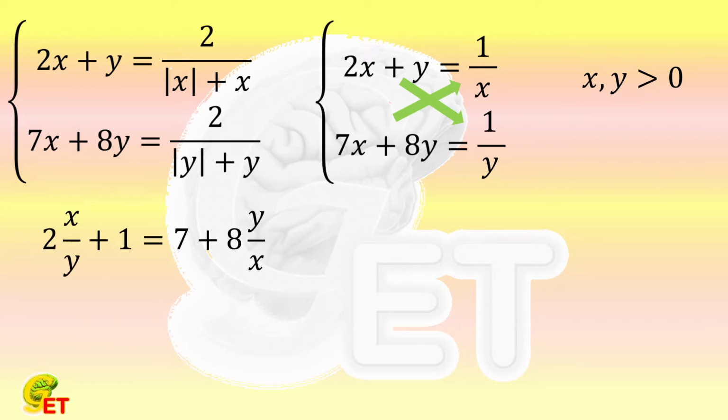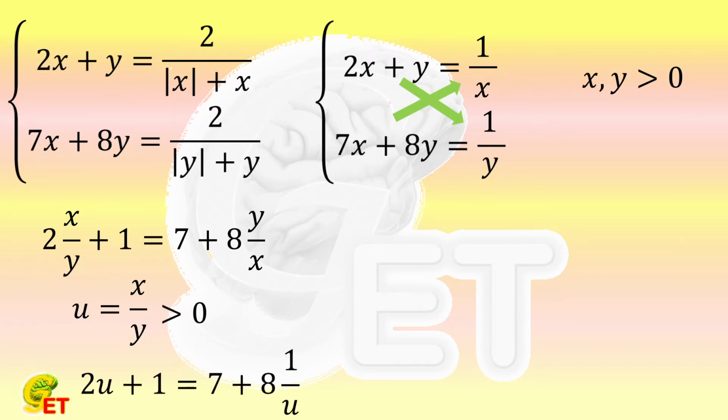Now, we set x over y as a new variable u. Both x and y are bigger than 0, so u is naturally bigger than 0. So we get an equation of u. Since u is bigger than 0, we can multiply each term by u, and then transform it, to get a very simple quadratic equation in one variable. Its solutions are really easy to find.